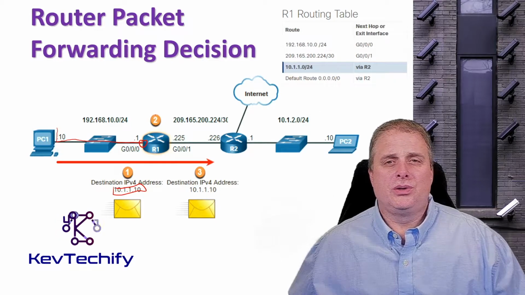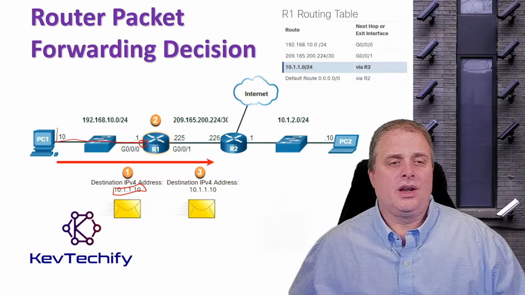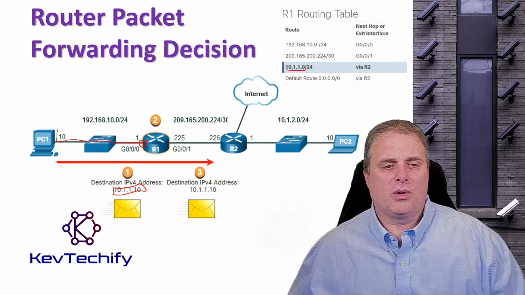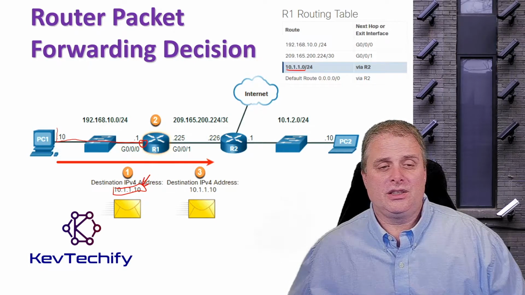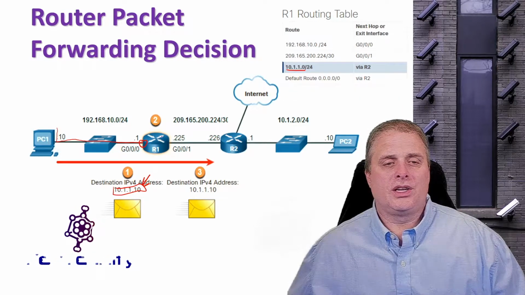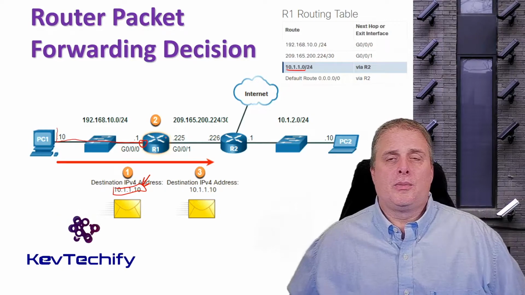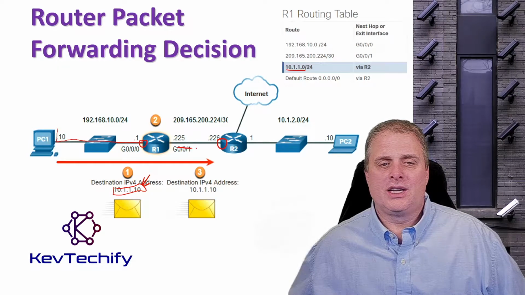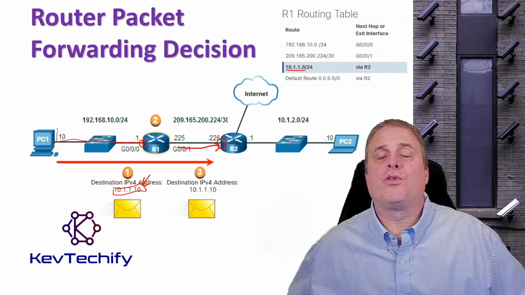Well, the router 1 routing table knows that if we want to get to this network, which is our destination address, we have to go to router 2. And so what it does is it re-encapsulates it, puts the layer 2 information, puts the MAC address as the destination of this port right here, sends it here, and that's how it forwards it on.